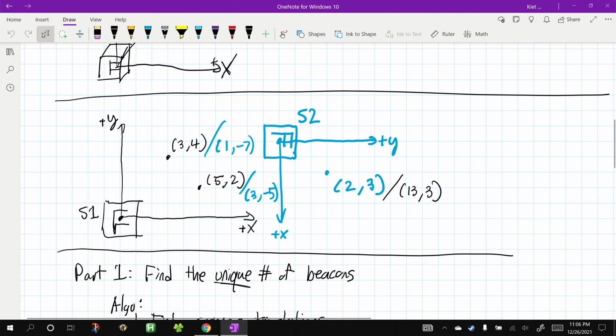This scanner could also be scanning some point that is unavailable to S1, like it might be too far away. For example, there's this 2, 3 point here. But as you can see, if we translate it to S1 coordinates, it will be 13, 3, because we just count the number of spaces. If you count here, this is 13 and then it goes up 3. So this is 13, 3 in relation to this S1 coordinate system.